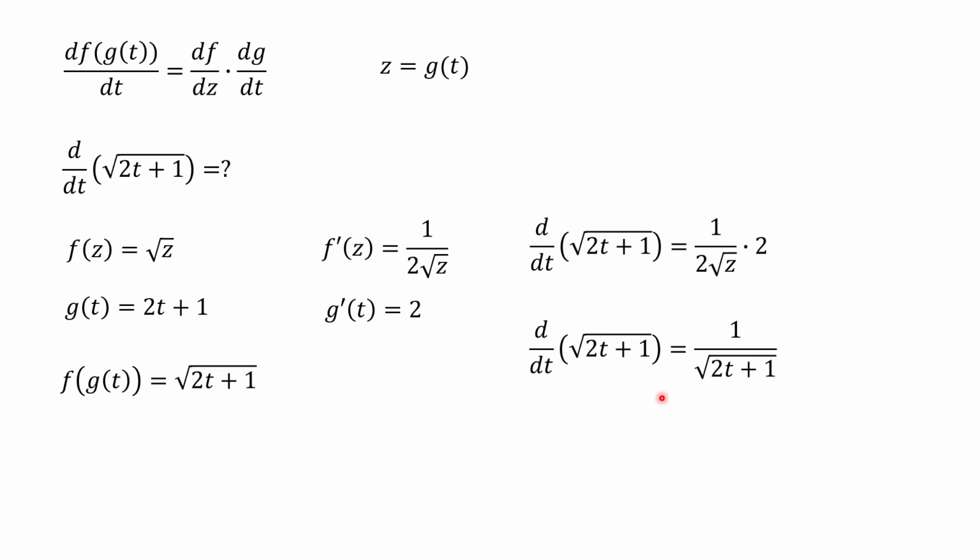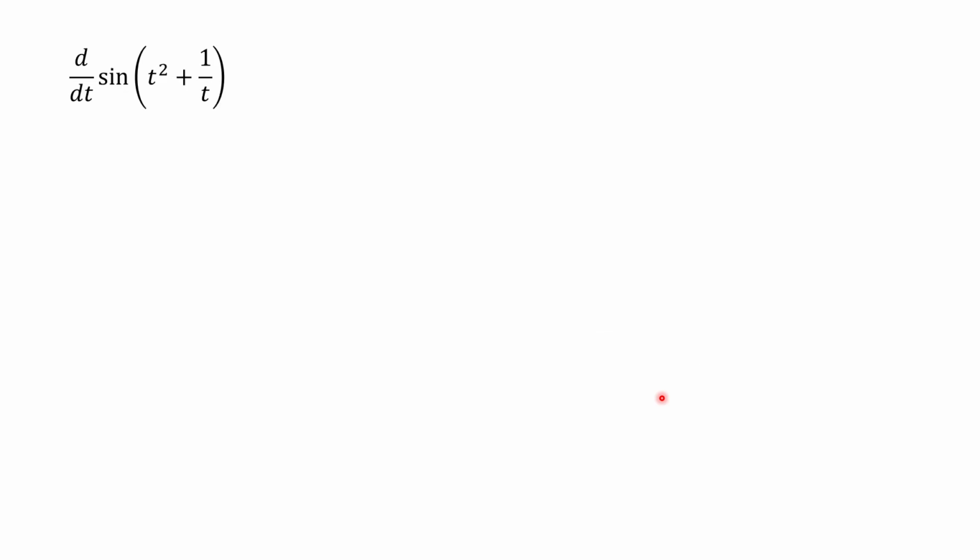Okay? So let's look at another example. I want to get the derivative of sine of t squared plus 1 over t. How do we do that? Well, I can immediately see this thing is a superposition of two functions. One is sine, another is whatever's inside of it. Again, we take f of z as sine of z, and my z will be g of t, which is t squared plus 1 over t.